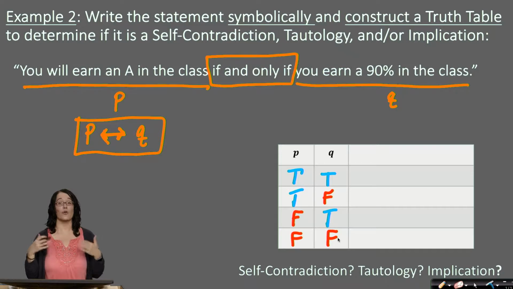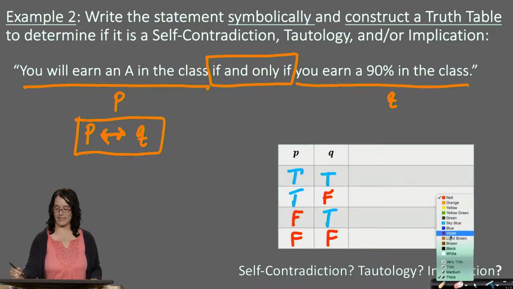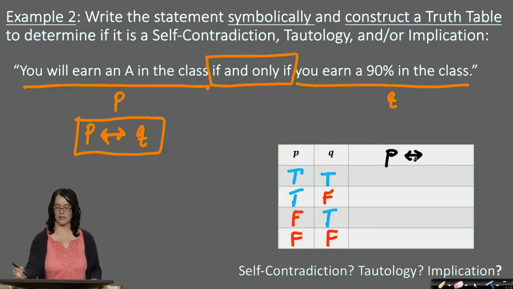And finally, there are no parentheses to worry about. This is lovely. We've done much harder. There are no negations to worry about, so we can just write our statement the way it is. Yay! The statement is P, biconditional or double arrow, Q. P happens if and only if Q happens.